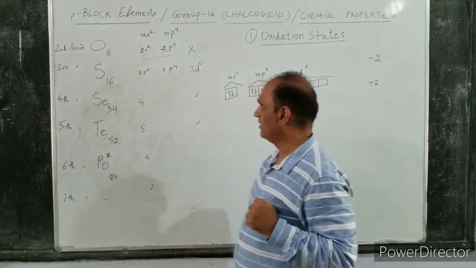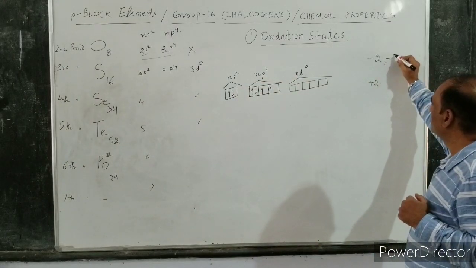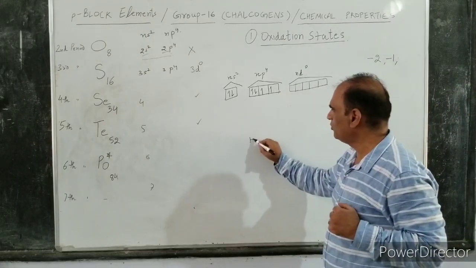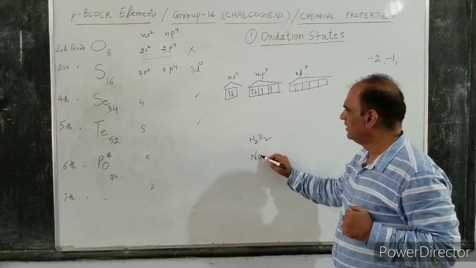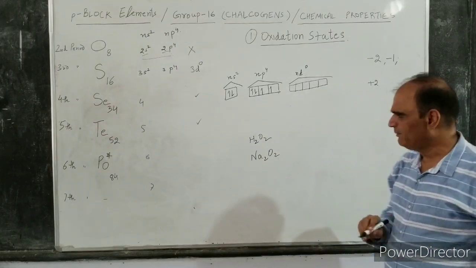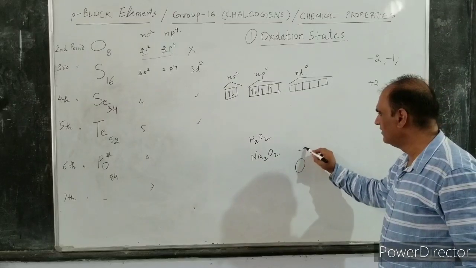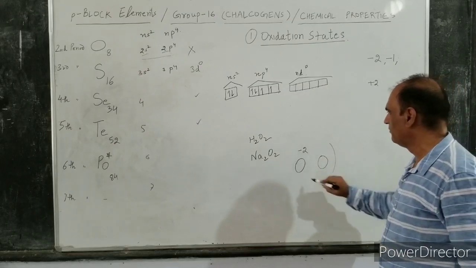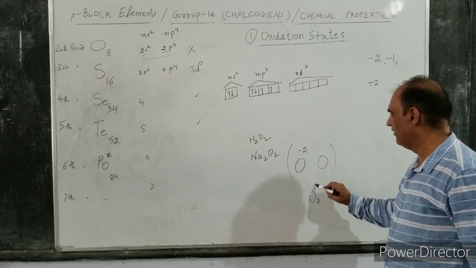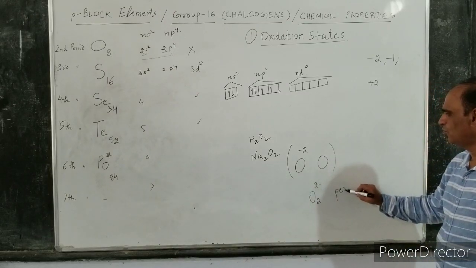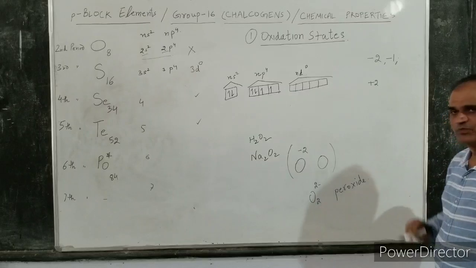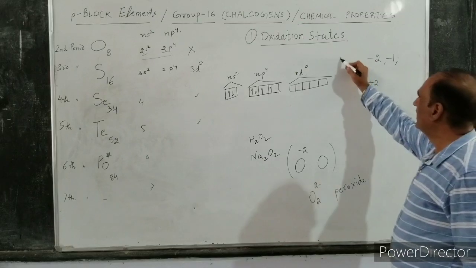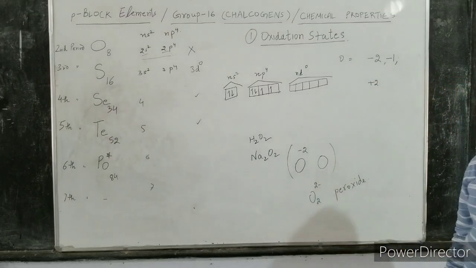It does not show -2 state. Then oxygen also shows -1 state in its peroxides. You know H2O2, Na2O2, these compounds are peroxides. Peroxide means when an oxide shares its 2 negative charge with another oxygen atom, then this O2 2- ion is called peroxo or peroxide ion. So oxygen forms peroxides. That is why oxygen also shows -1 state in its compounds.